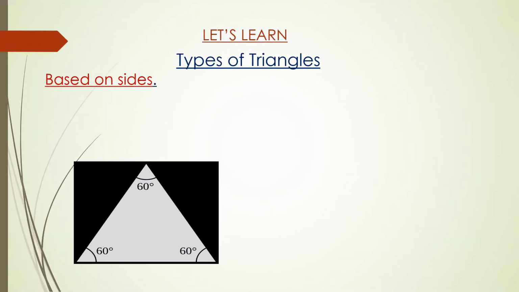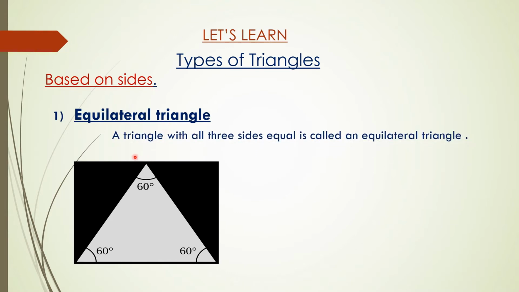Let's learn types of triangles. There are two types of triangles: one based on sides and another based on angles. Here, first, based on sides. The first triangle name is equilateral triangle. A triangle with all three sides equal is called an equilateral triangle.